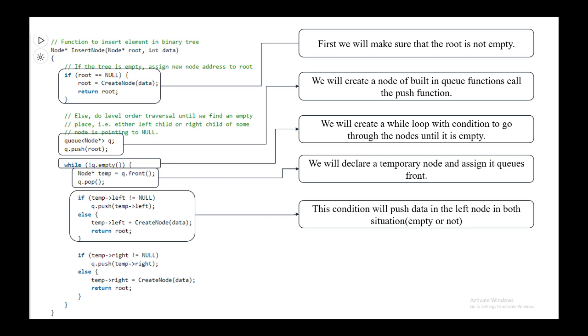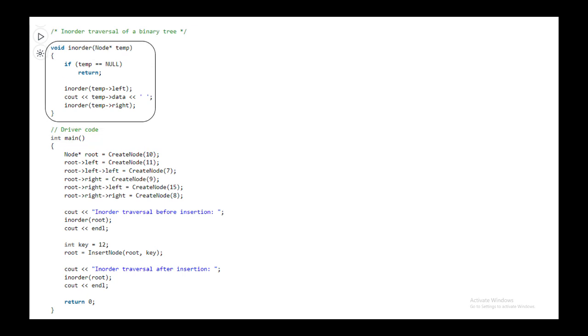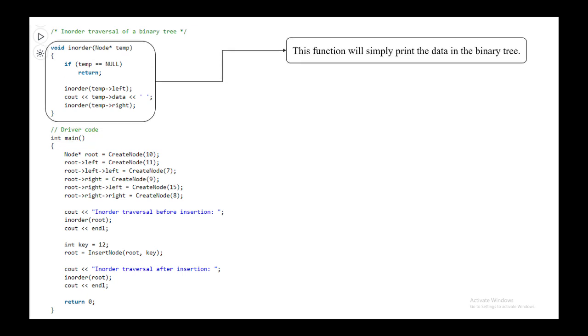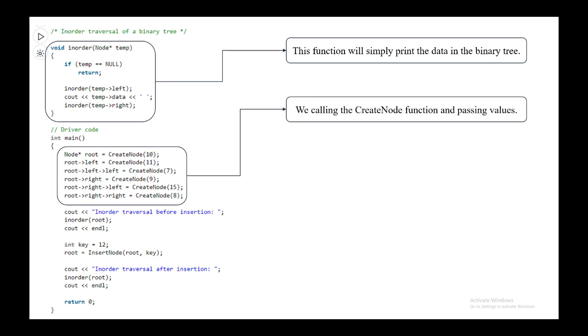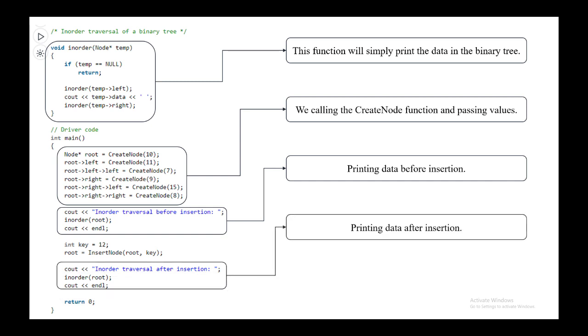This step will push the data in the left node, in both cases either empty or full. This step will push the data in the right node in both cases of empty and full. This function will simply print the values residing in the binary tree. In this step, we are calling the functions and passing the values. This step will print the data in the binary tree before insertion. And this step will print the data after the insertion.